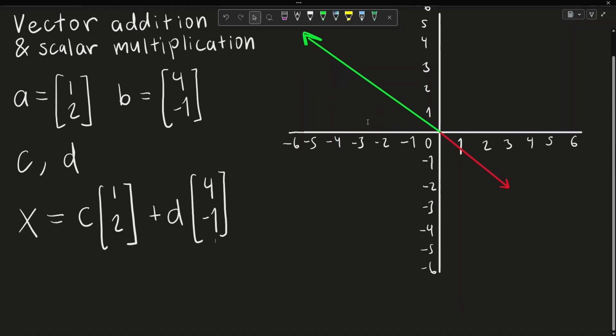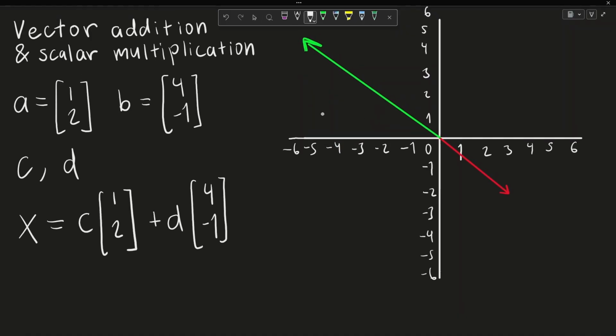In this specific case, an interesting thing happens, which is that a and b are not parallel. And so what that means is that they don't point in the same direction, or they don't point in exact opposite directions. And so what happens is that since these two vectors are not parallel, you can obtain any point in the xy plane.